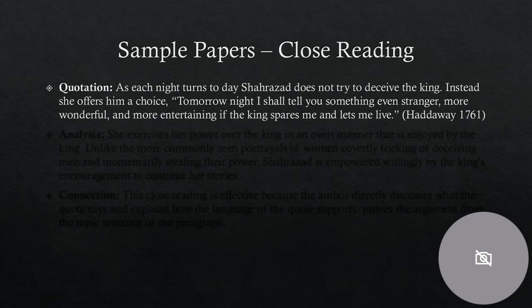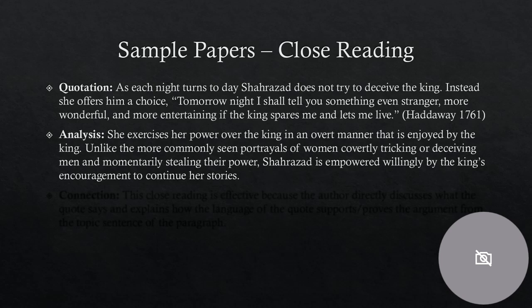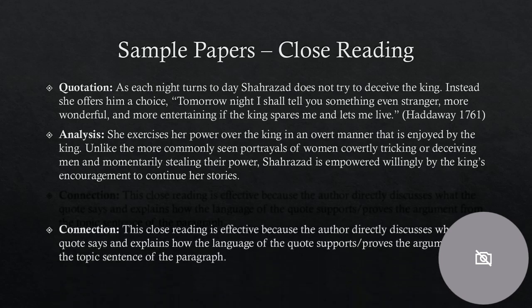That's your textual support. If you move on there to your next paragraph, you're making the reader assume the connection to the argument. You got to show them the connection to the argument. So this is from the student's paper. She exercises her power over the king in an overt manner that is enjoyed by the king. Unlike the more commonly seen portrayals of women covertly tricking or deceiving men and momentarily stealing their power, Scheherazade is empowered willingly by the king's encouragement to continue her stories.